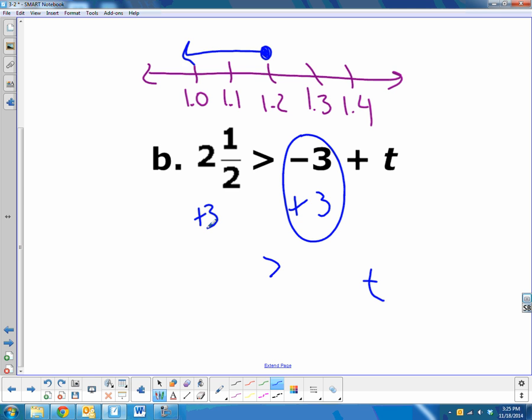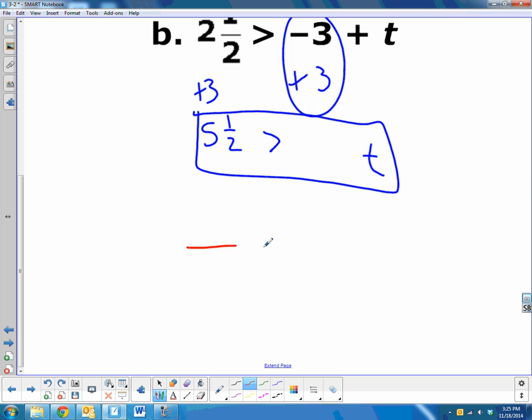$2.50 plus $3, 2.5 plus 3 is going to give me $5.50. And so I've got 5.5 is greater than t. So there's my solution. And if I graph that solution, here's my graph. I'm going to put 5 numbers, 1, 2, 3, 4, 5. I have that 5.5 is my solution.